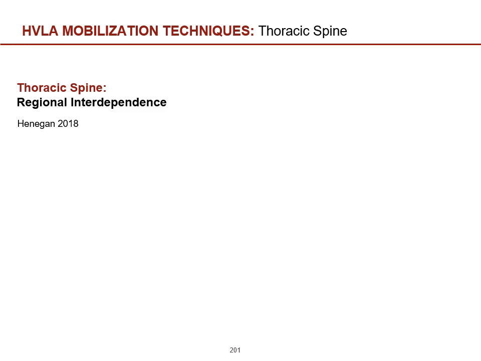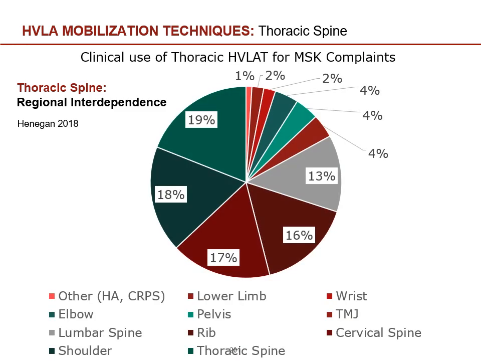So in a survey out of the UK that surveyed rehabilitation practitioners on the clinical use of thoracic HVLATs for musculoskeletal complaints, you can see that there's an incredible spectrum of different musculoskeletal complaints or conditions that the HVLATs for the thoracic spine were utilized for. Starting from the elbow and everything including other, considering headaches and CRPS, the lower limb as well as the wrist, all the way up to the rib and the cervical and the shoulder. So I think this gives you a good idea as to how thoracic spine HVLATs are being utilized in practice.